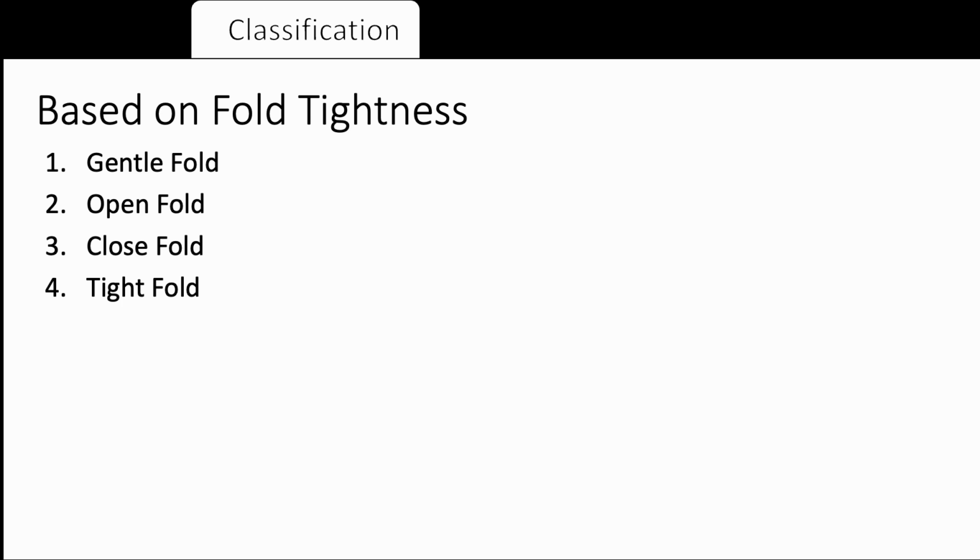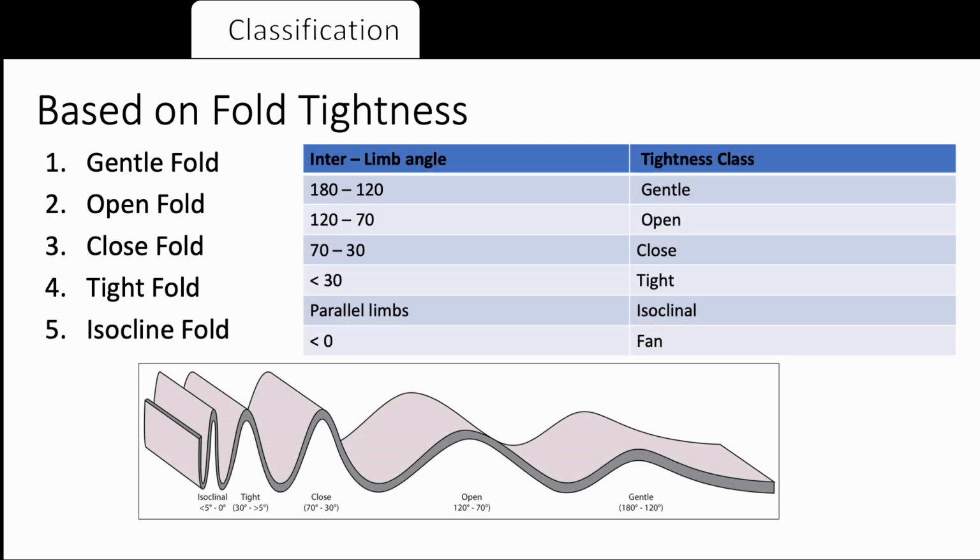Folds can also be classified on how tightly the limbs are bent. This is known as fold tightness classification. Here we have gentle fold, open fold, close fold, tight fold, and isoclinal fold. The gentle fold has an interlimb angle of around 180 to 120 degrees.